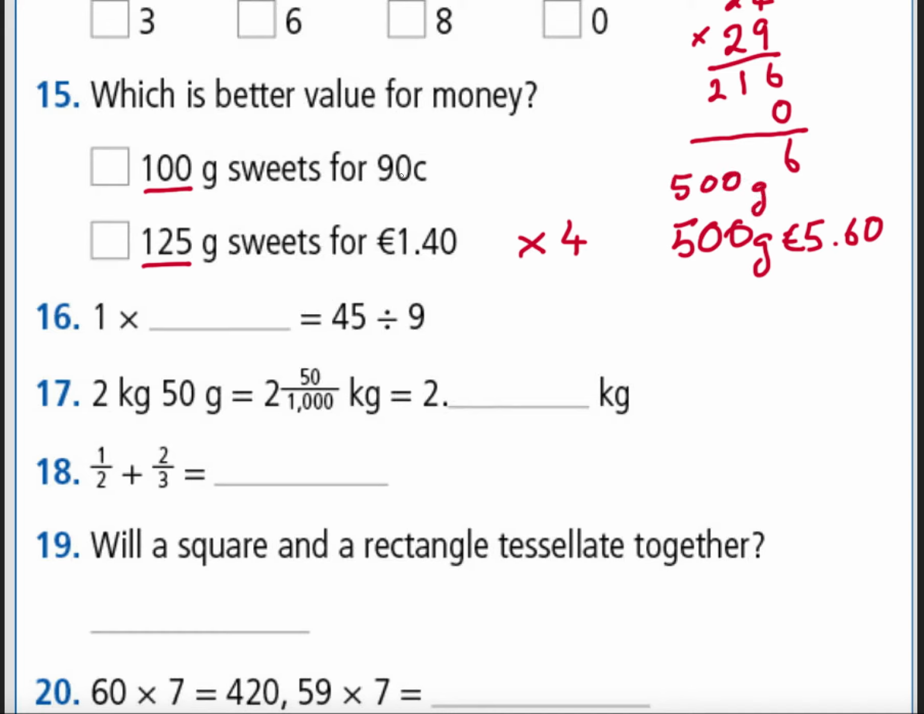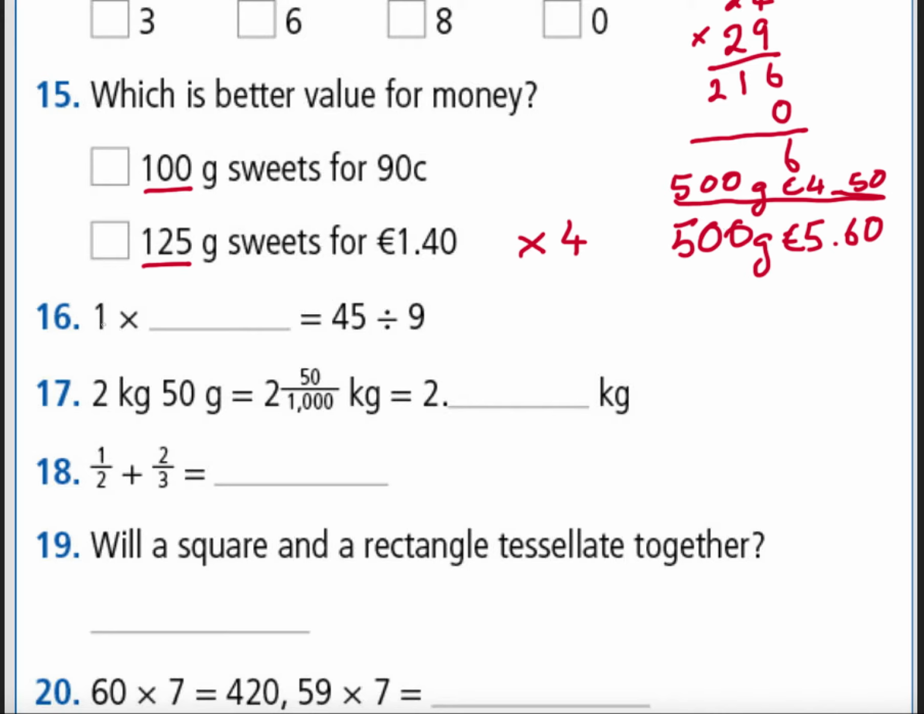So I'm going to take this 90 cent here and multiply it by 5. I know that 5 nines are 45, so 5 90 cents must be 450 cent, which is €4.50. So we can see that with this deal on the top for 500 grams it'd cost €4.50, and this deal on the bottom for 500 grams it'd cost €5.60. So clearly this one on the top here is the one that is the better value for money.